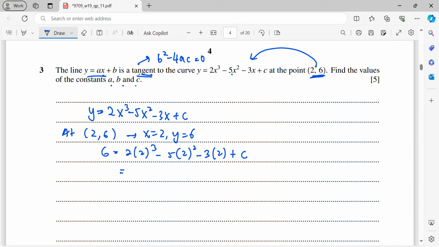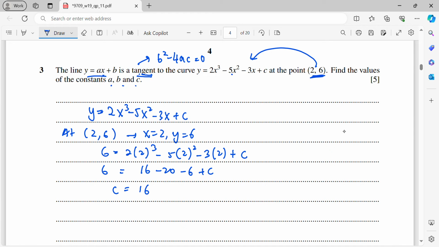So basically, the first calculation, 2 times 2 cubed is 16. Then 5 times 2 squared is 20. Okay, then 3 times 2 is 6. Then plus c. So from here, your c is going to be 16. Right? So found the c.